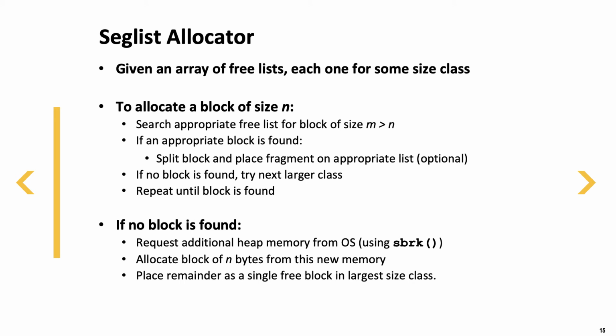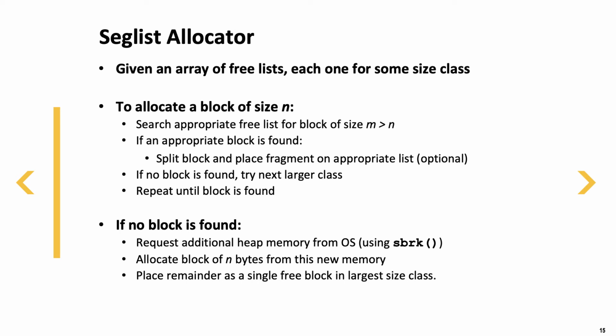So how do we actually run this? How do we make this work? Well, we get ourselves an array of free lists, each one for some size class. And if we want to allocate a block of size n, whatever the size that we need to allocate is, we'll go to the appropriate free list for a size of some m that's greater than n, because I do need my boundary tags and things. So if I have to allocate 4, I want to go to the size list that has size 6 in it.